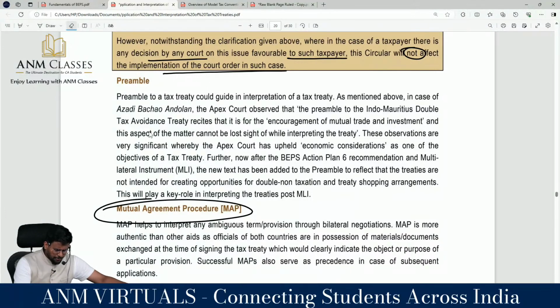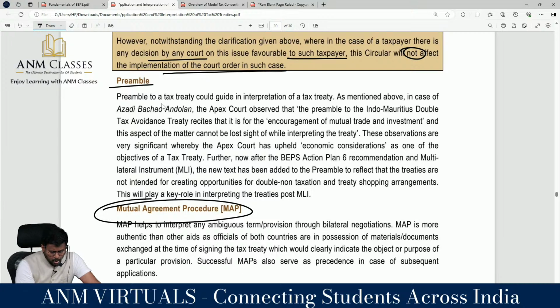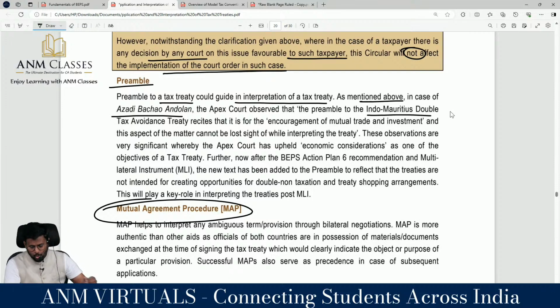Shall I move to one more item? Preamble. This preamble is an extra item which you can use to interpret the treaty. Preamble to a tax treaty could guide in the interpretation of the tax treaty. As mentioned above, in the case of Azadi Bachao Andolan, the apex court observed that the preamble to the Indo-Mauritius double taxation avoidance treaty recites that it is for the encouragement of mutual trade.